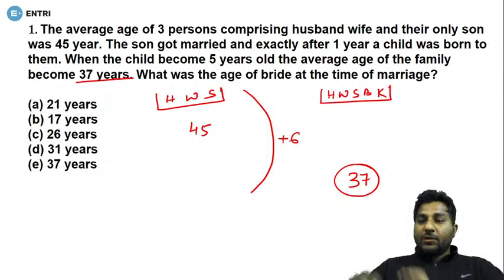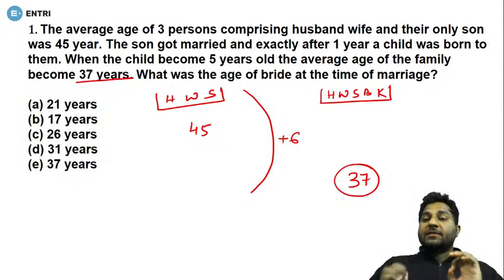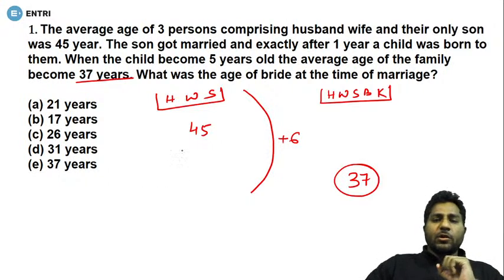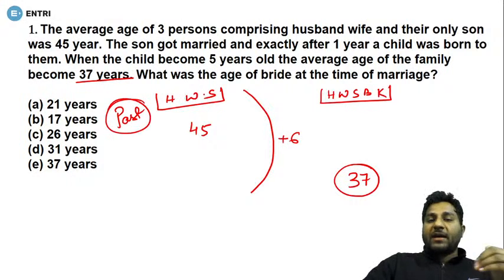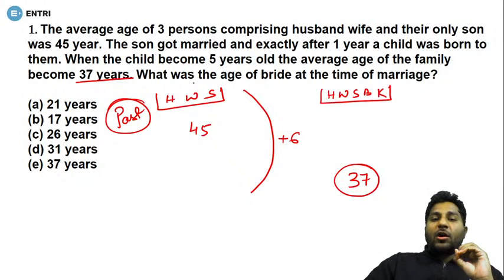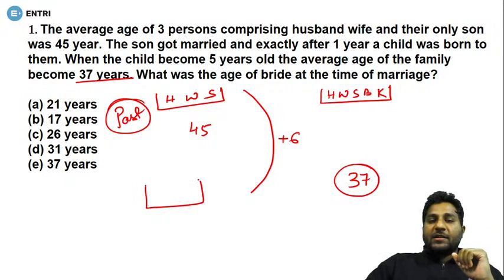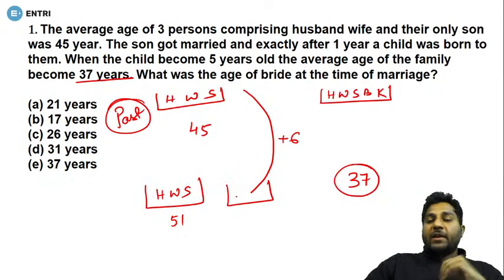Look at this. I'll tell you a very good concept to tackle this kind of question. It is the past data. That means in the past, when the son was about to get married, the average age was 45. Let's say all 3 persons move to the present. That means after 6 years, the average age of husband, wife, and son will become 51, while we have been left with these 2 persons' average age. So let's say the bride and kid's average age.